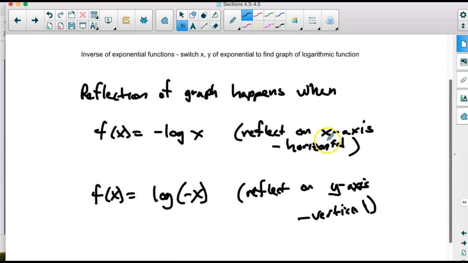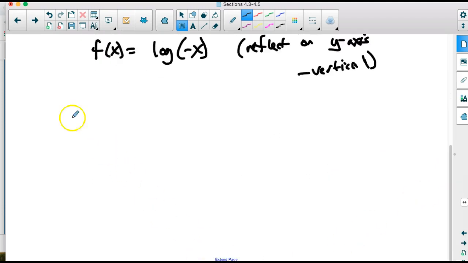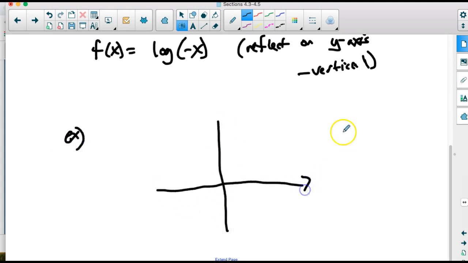There's a horizontal or x-axis reflection. That's when the negative happens in front of the logarithm, and when we put the negative inside the logarithm, it reflects on the y-axis or vertically. So our normal logarithm would be, let's see, if we had an example of f of x equals log base 2 of x.